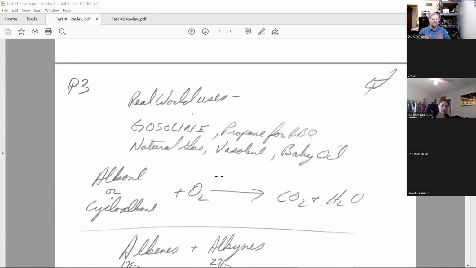Ha! I forgot to change this. And real world uses. Anybody find any gasoline lately? Gasoline, propane, natural gas, Vaseline, baby oil are alkanes. Now, I only had one reaction, and that was if you take an alkane or cycloalkane and react with oxygen, which I did have that question on test number 1, it gives you carbon dioxide and water.